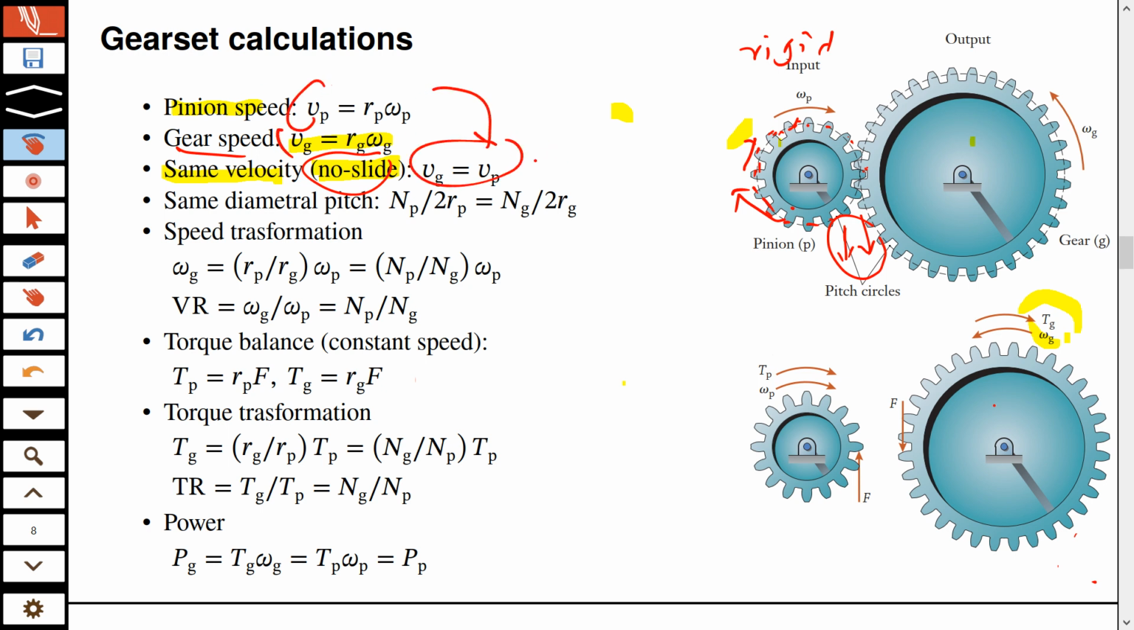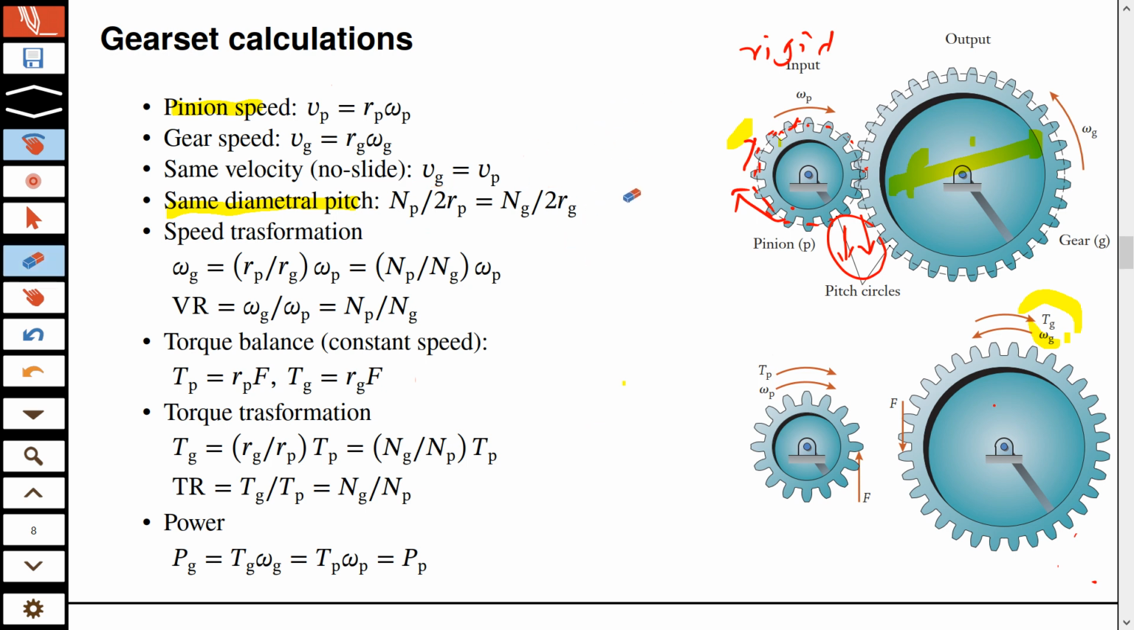One more thing, we also require the diametral pitch to be the same for both. So the number of teeth per unit diameter must be the same for both. So I'm just writing this equation. It's just a repetition of the previous slide.